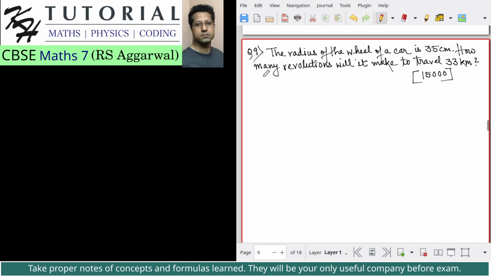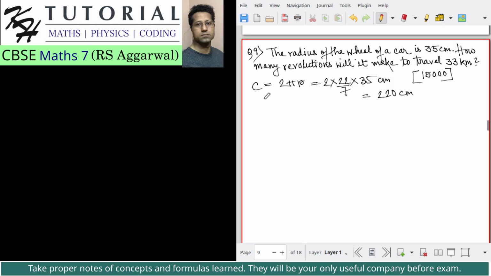So what is the circumference of the wheel? Let's first find the circumference of the wheel, which is 2 pi r, where r is the radius of the wheel. This is 2 multiplied by pi, we will take as 22 by 7, and the radius of the wheel is given to be 35 centimeter, and this is equal to 220 centimeter, the circumference of the wheel.